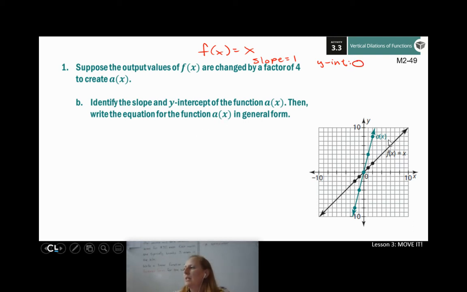So now that we've done that with f of x, what about a of x? Can you tell me about a of x? What's our slope? What's our y-intercept? All that good stuff, and then write an equation for it. Go ahead and hit pause to work this out. Hit play when you're ready to check your work.